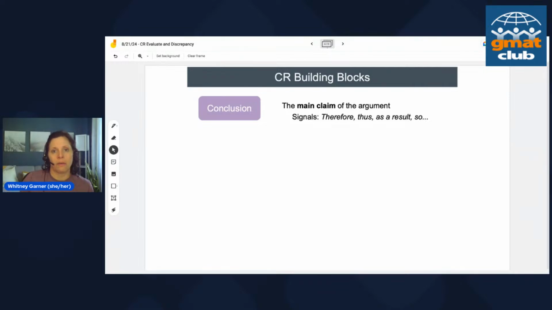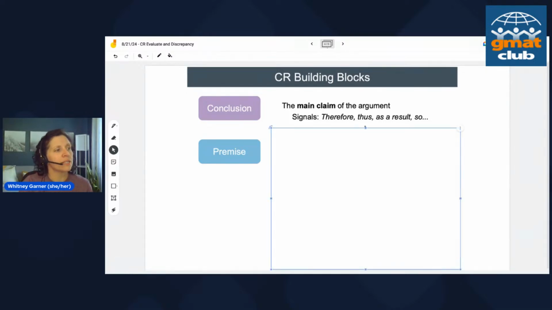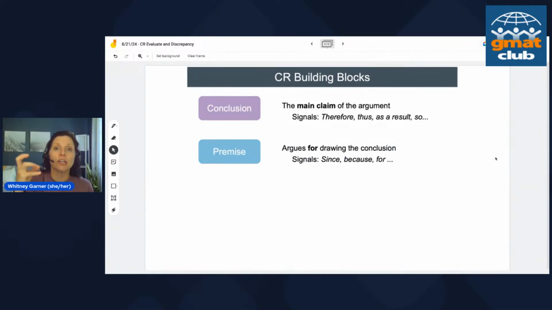Now, inside the argument, the author is going to introduce certainly information that supports their conclusion. We're going to call these premises. So a premise is anything that the author is putting forth. Could be a fact, it could be another belief, but these are the things that the author is putting forth to say, my conclusion is true. Okay, so these argue for the conclusion. Signals here would be words like since or because, for, those types of things, right? That are like, because of this, here's my conclusion.